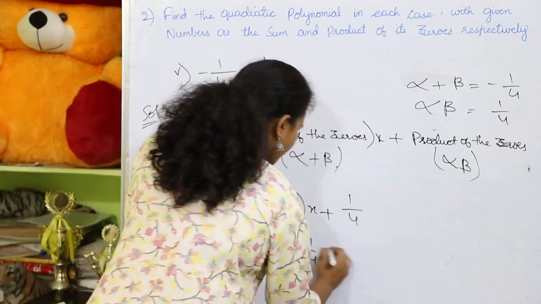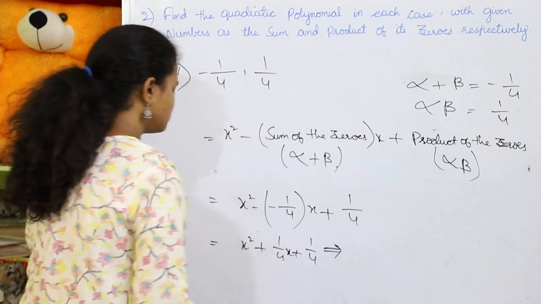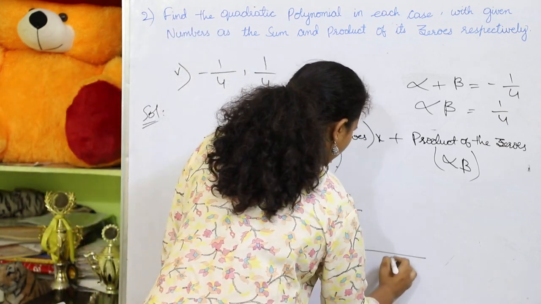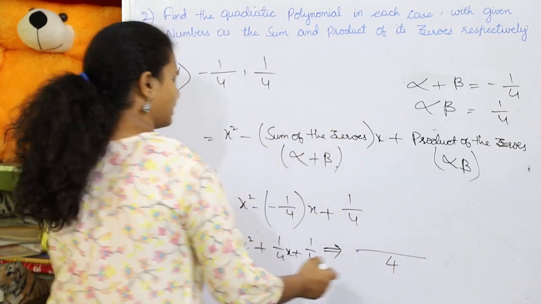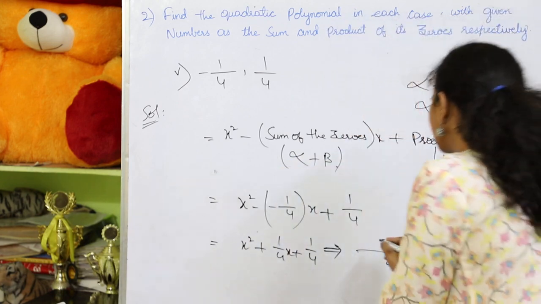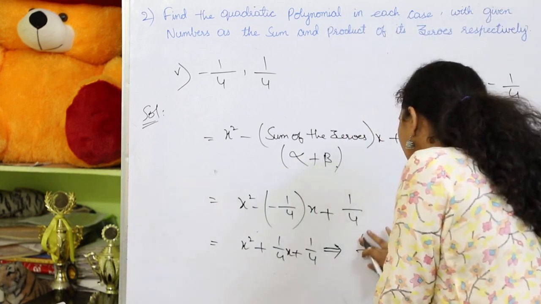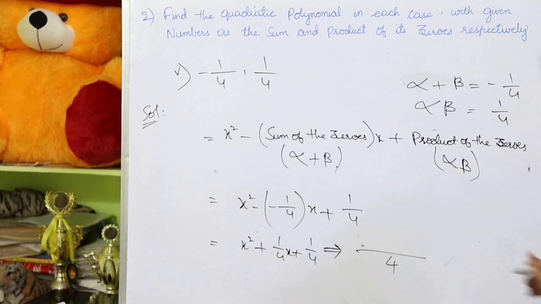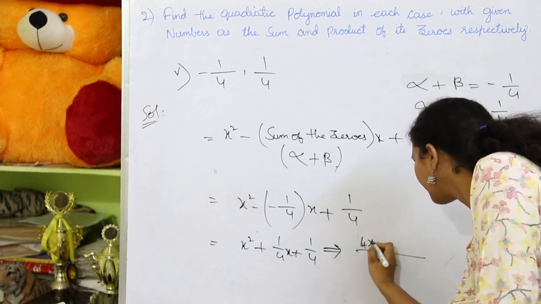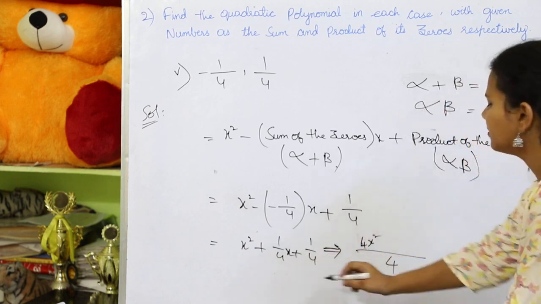Now you go for the LCM process. So LCM will become 4. LCM into numerator by denominator, 4 into x square, this becomes 4x square. LCM into numerator by denominator, this becomes what? 4x square. LCM into numerator by denominator, this becomes what?